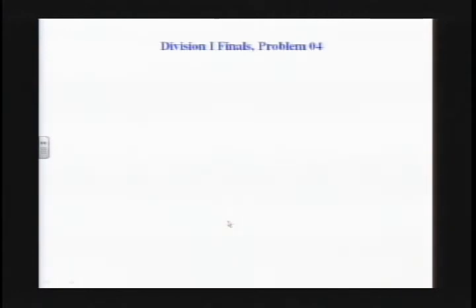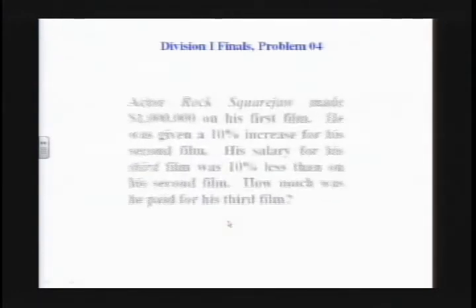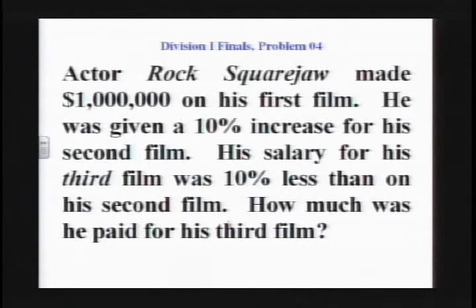All right, Maestro, the next problem. Okay, we've been asked to read. Actor Rock Squarejaw made $1 million on his first film. He was given a 10% increase for his second film. His salary for his third film was 10% less than on his second film. How much was he paid for his third film?